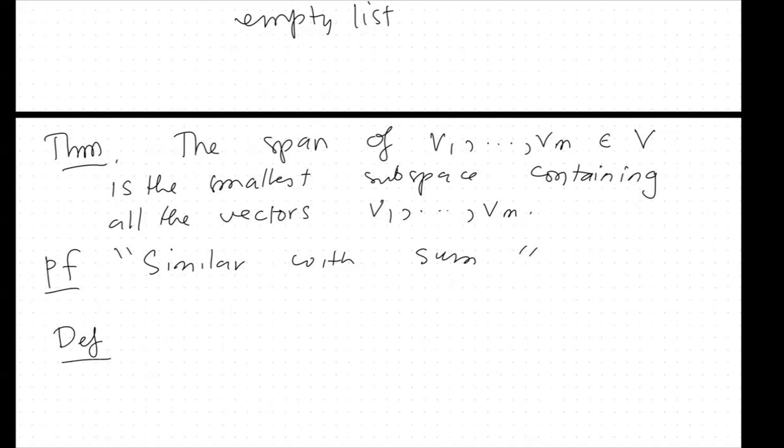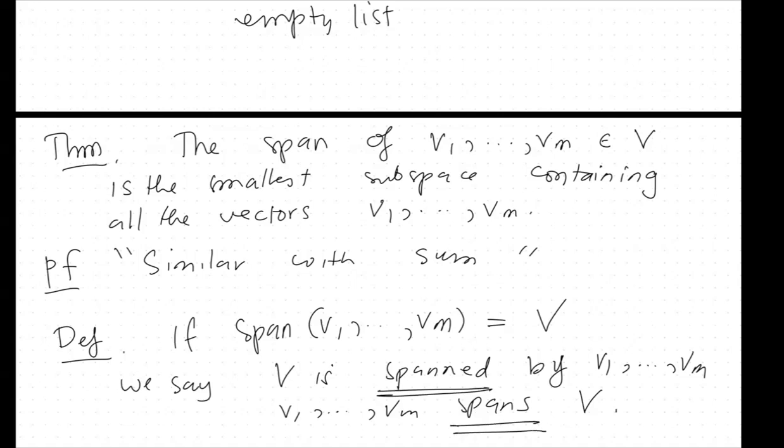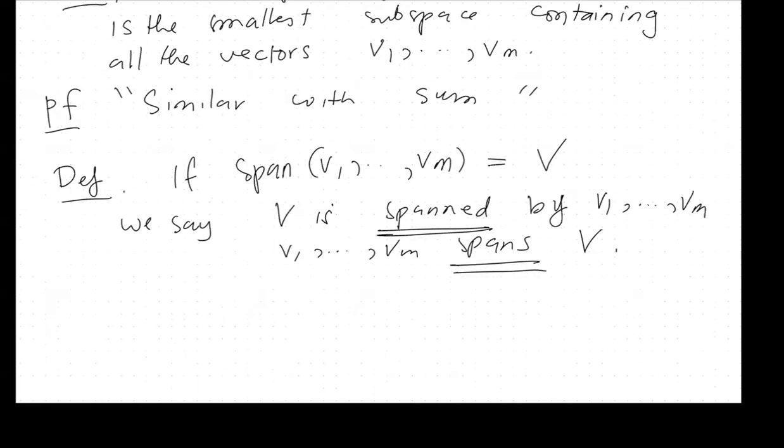Then we get some notation or definition. If the span of v1 to vm is just the entire vector space V, we say V is spanned by v1 up to vm, or v1 to vm spans V. Okay, or v1 to vm is a spanning list.